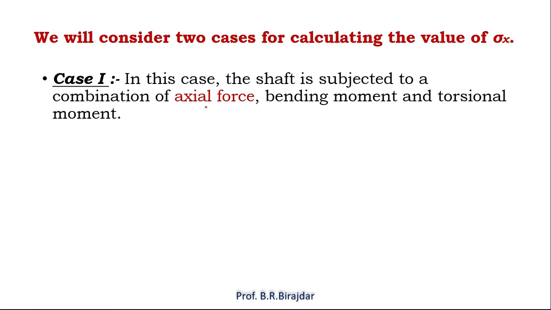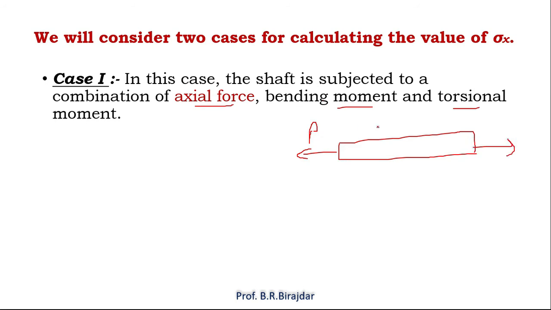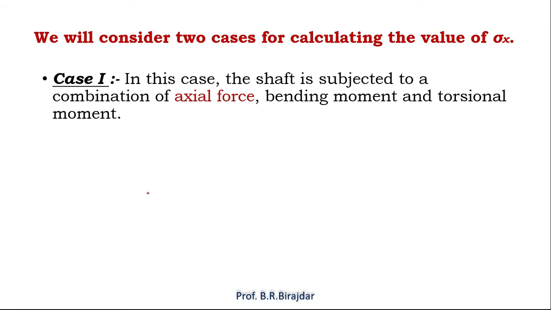The shaft is subjected to the axial force, bending moment and the torsional moment. So these are the three types of load, right. On the shaft, suppose this is the axial force P which is acting, and the bending moment due to the weight, it may bend like this. So this is the bending moment. And then the torsional moment, if it is transmitting torque, whatever torque is acting on that. So that is case one: the axial force, bending moment and torsional moment.